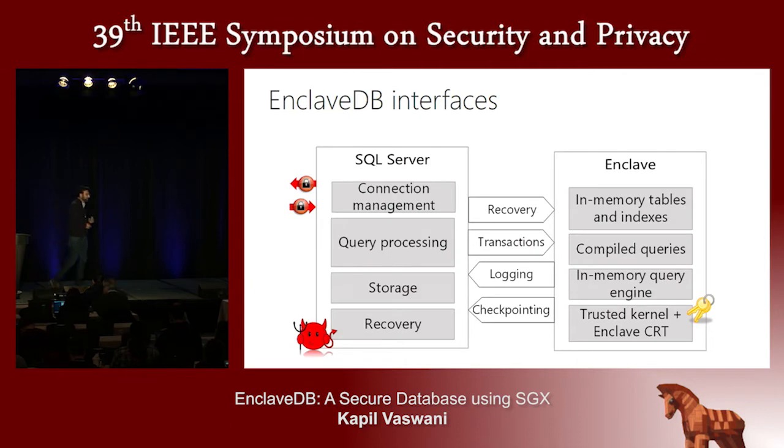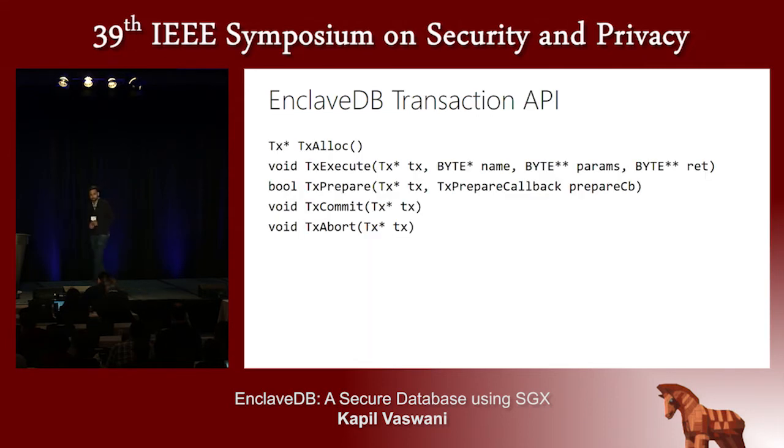So let's go a little bit deeper and look at some of the interfaces of EnclaveDB between the untrusted and trusted components. In EnclaveDB, the SQL Server uses a transaction API to invoke transactions on sensitive data. And in turn, the enclave uses the untrusted SQL Server instance to log transactions to disk and to create checkpoints. So let's look at some of these APIs in more detail. The transaction API that EnclaveDB exposes is very simple.